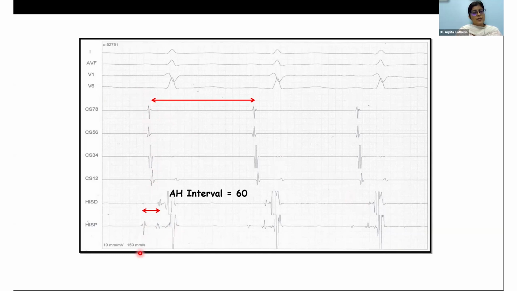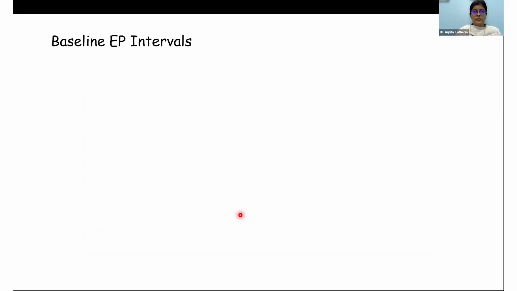So AH interval is measured in the His catheter from the beginning of the A to the beginning of the H. Here it is 60 milliseconds. HV interval is measured from the beginning of H in the His catheter to the beginning of the QRS on surface ECG. Here it is say 46 milliseconds.